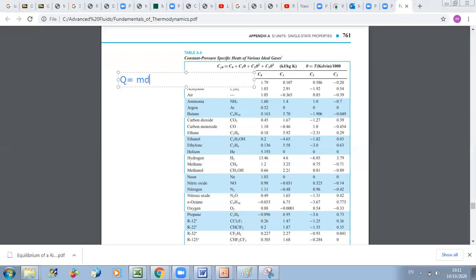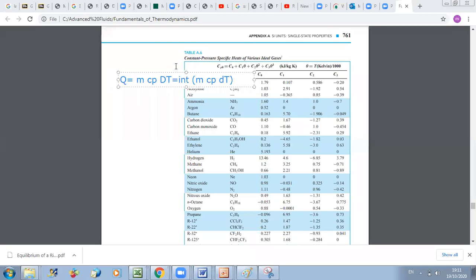m dot times m Cp delta T, if Cp is not constant, what can I do? Integrate. I do integration. So I integrate m times Cp times dT, and Cp will be a function of temperature. So as long as I have the specific heat as a function of temperature, I can do the integration.